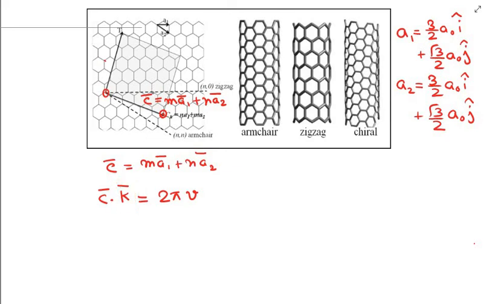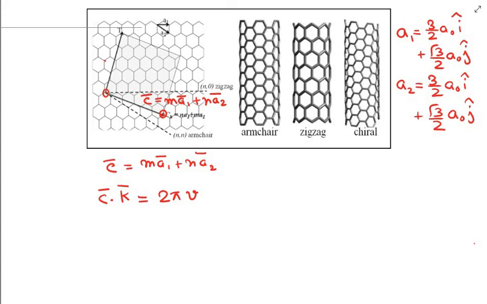Okay, I repeat again that when I wrap up this nanosheet, I am basically connecting this point and this point. This is the part of the nanosheet which I am cutting and wrapping up. So this point and this point are connected, and not only these points, but the other points are also connected.